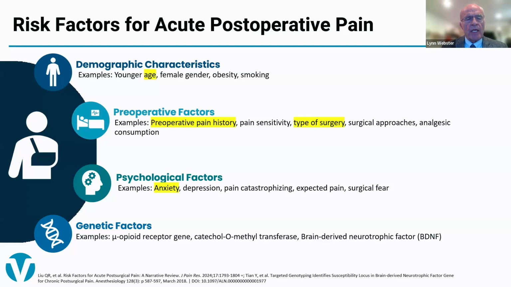People with obesity and smoking, although there's some controversy about this, appear to be risk factors. There's the sensitivity to pain, as well as a person's sensitivity to an analgesic, can affect the postoperative pain and long-term exposure or experience to chronic pain, the approach, the surgical procedure, and whether or not they've had exposure to opioids or other analgesics in the past. Depression, pain catastrophizing, expected pain, and surgical fear, as well as some genetic factors.